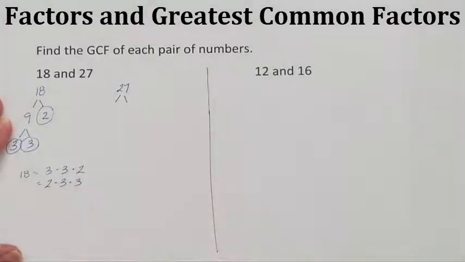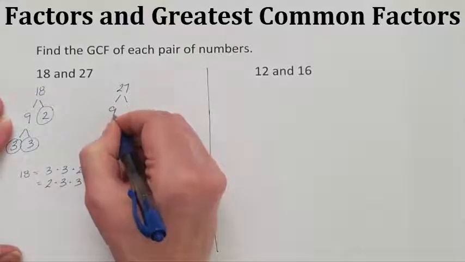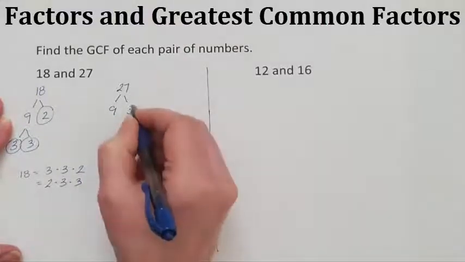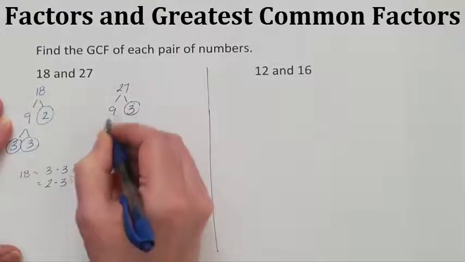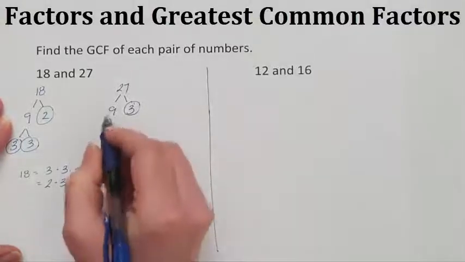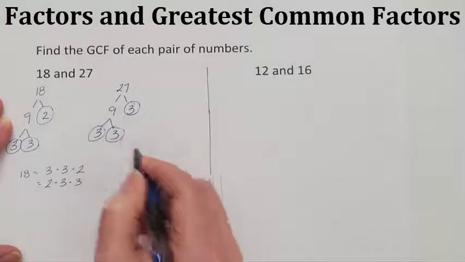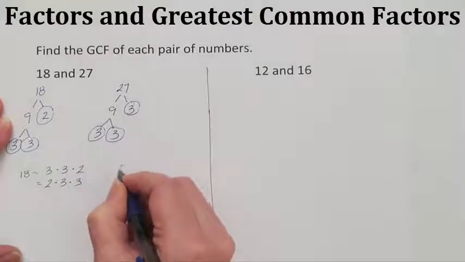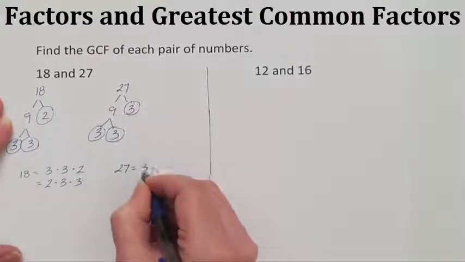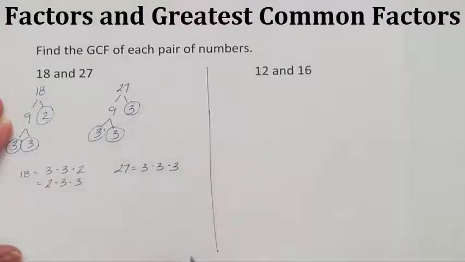What is the prime factorization of 27? I know that 9 times 3 is 27. 3 is prime. 9 is not. 9 needs to get broken up. 3 times 3 gives me 9. 3 is prime. 3 is prime. So I know that the prime factorization for 27 is 3 times 3 times 3. So the prime factorization for 18, the prime factorization for 27.